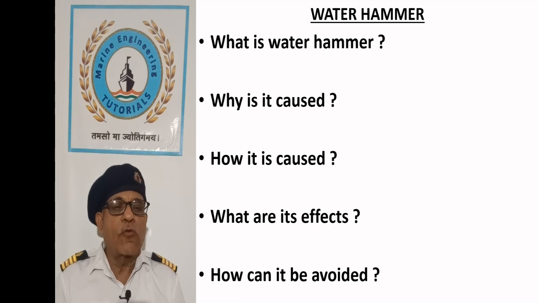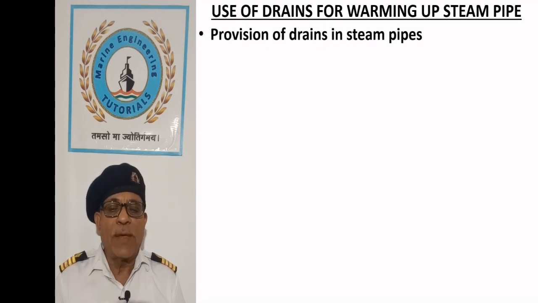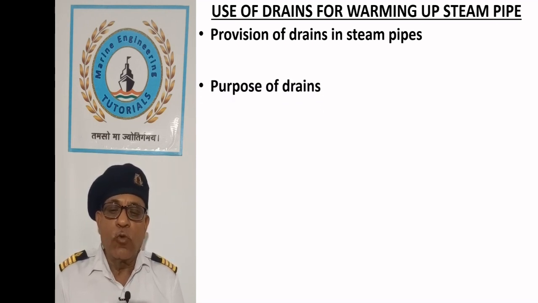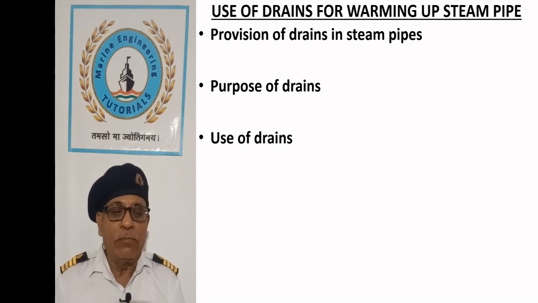Use of drains for warming up steam pipe. Provision of drains in steam pipes. A number of drains are provided in the steam pipe at various sections. Purpose of the drain: drains are used to remove water from the steam pipe to prevent water hammer. Use of drains: drains are used during warming up the steam pipe and while cooling down the same.